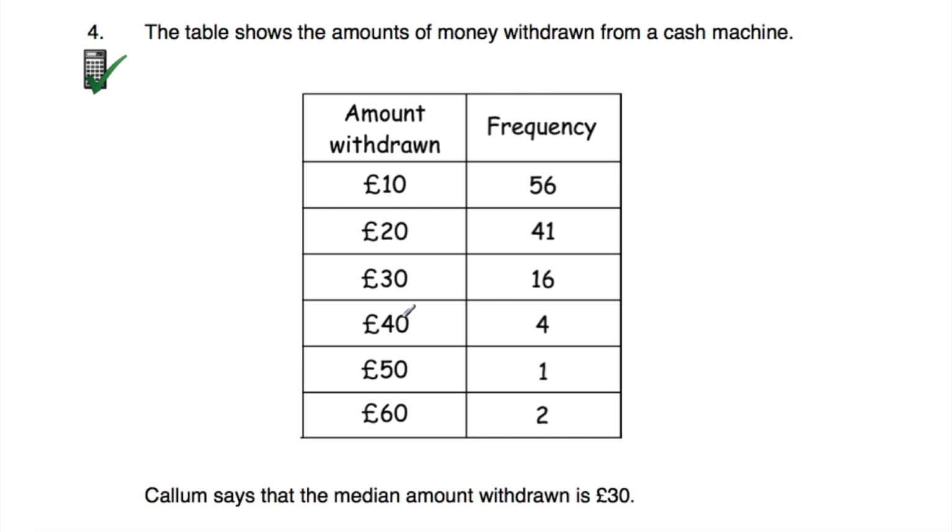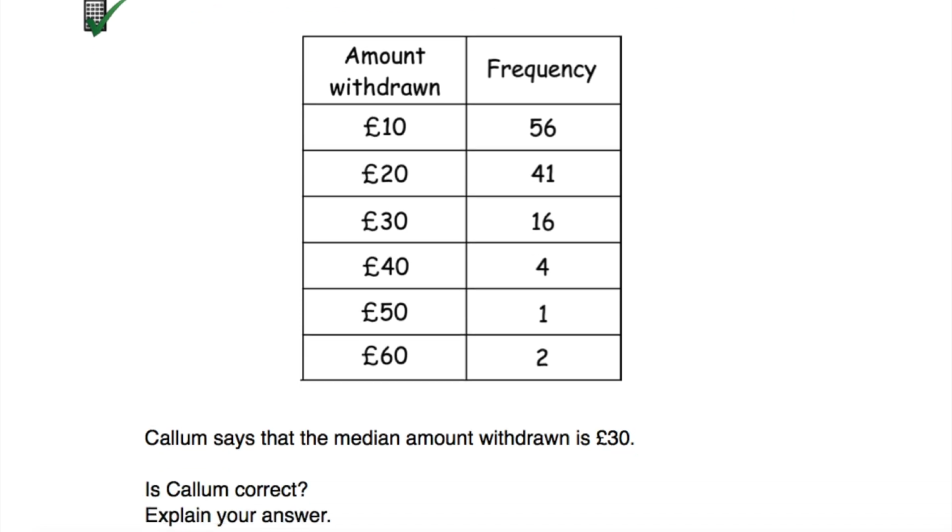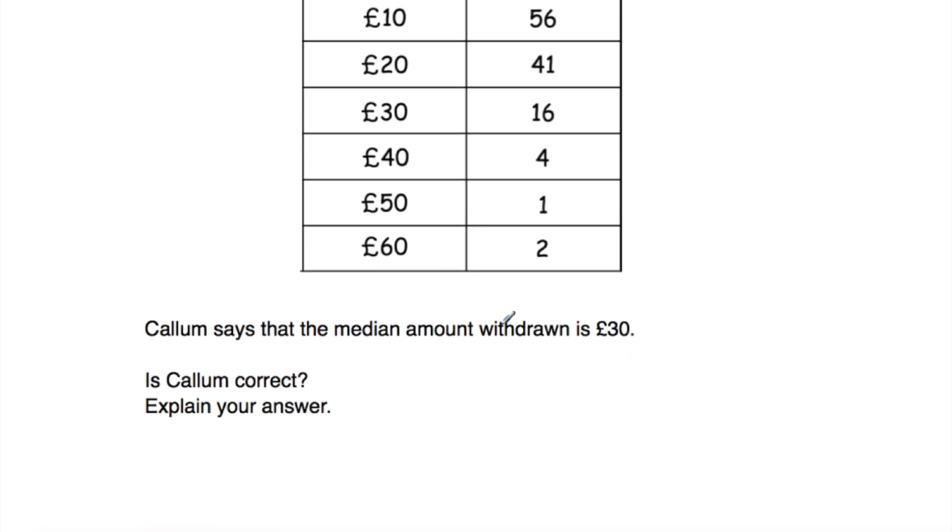On 16 occasions, £30 withdrawn. On 4 occasions, £40 withdrawn. On 1 occasion, £50 is withdrawn. And on 2 occasions, £60 is withdrawn. And then we're told that Callum says the median amount withdrawn is £30. And we're asked, is Callum correct?